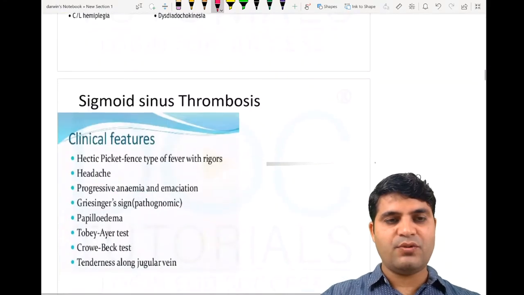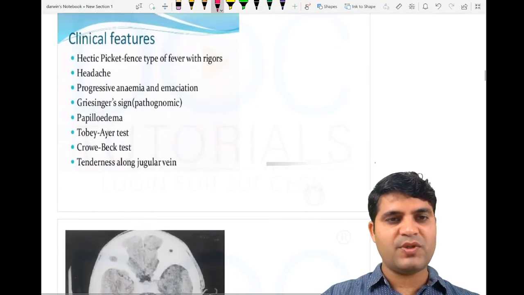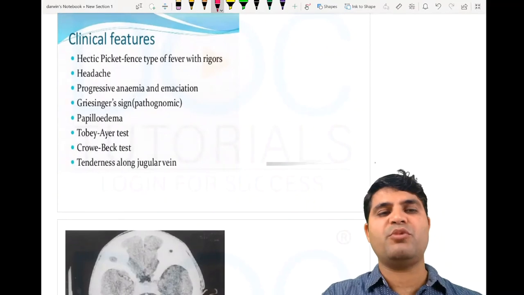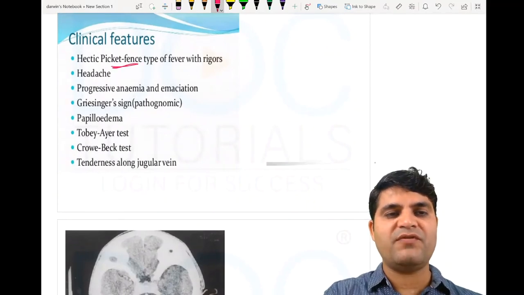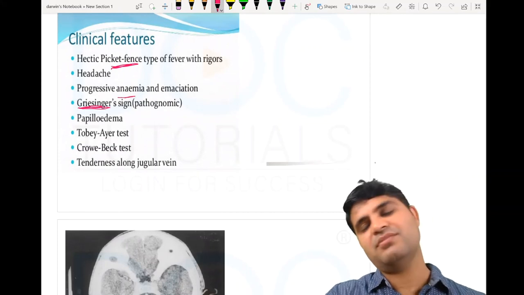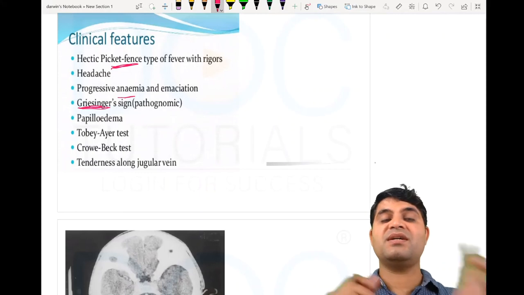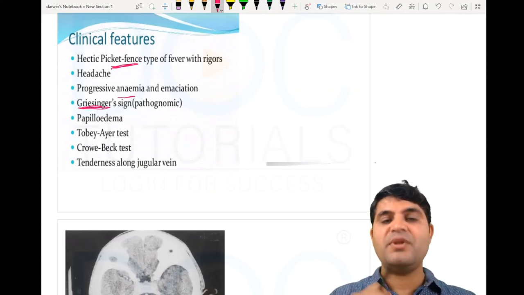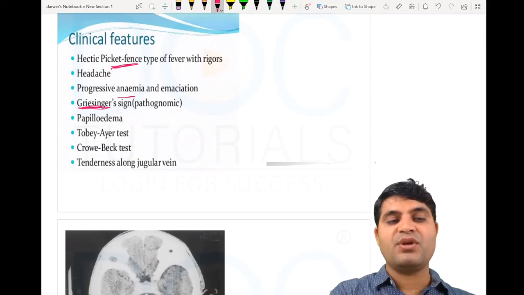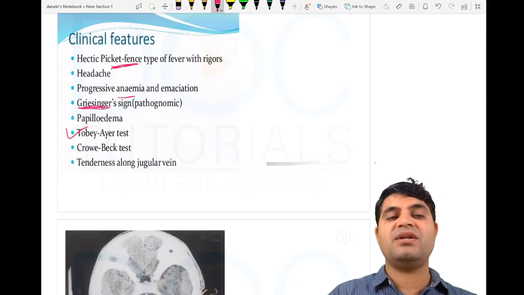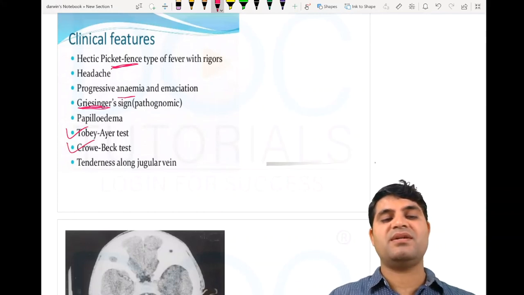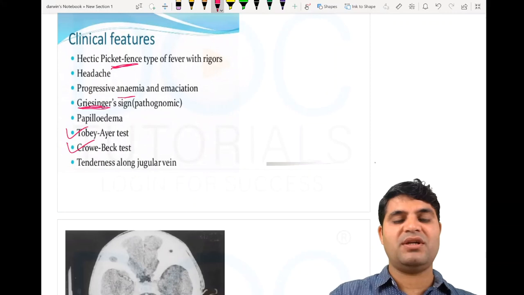Then brain abscess, sigmoid sinus thrombosis. I think you must be knowing about sigmoid sinus thrombosis, picket fence fever. These are very funky words. So sometimes, by a single word, the examiner asks you a question. Griesinger sign is positive in, picket fence fever is seen in, Tobey-Ayer test is done in, Crowe-Beck test is done in. So you must be remembering it.